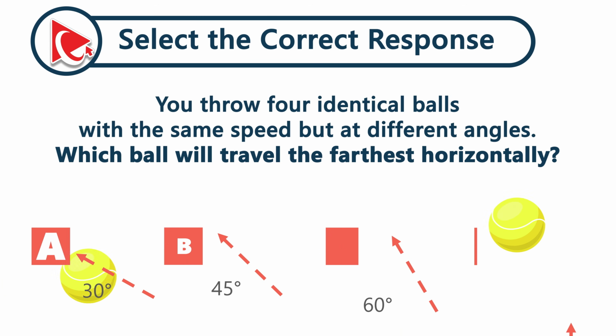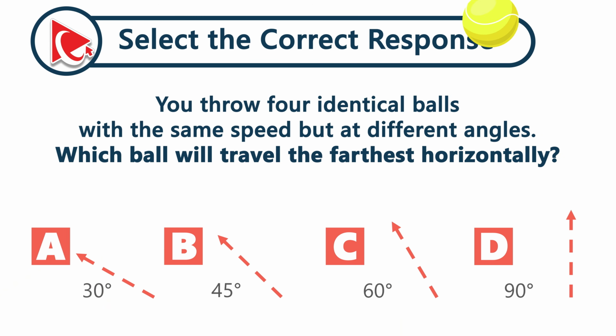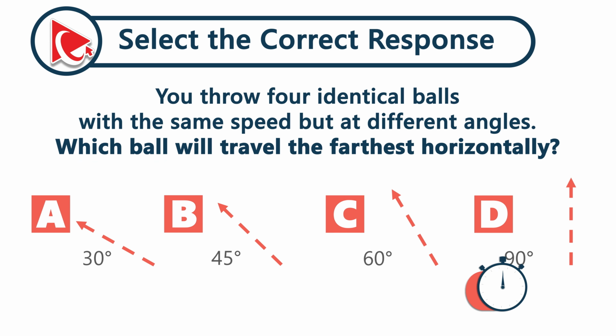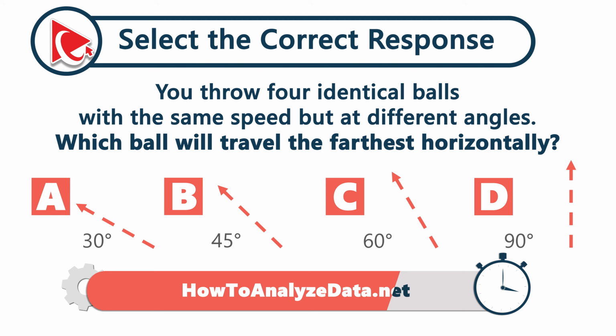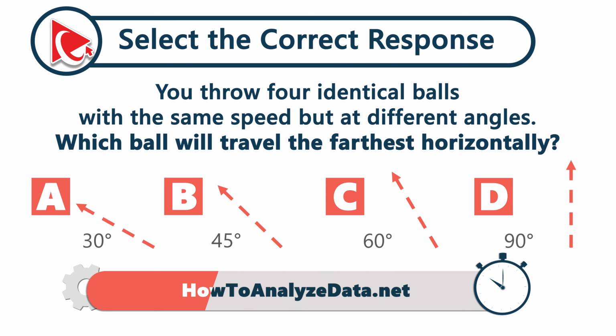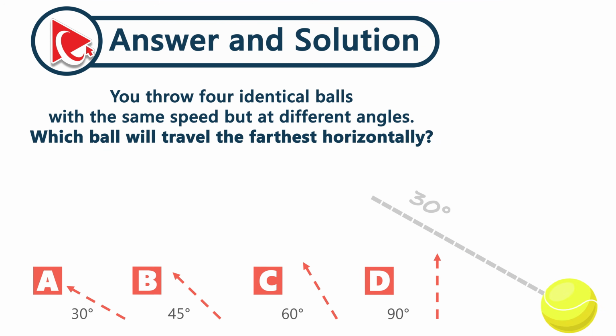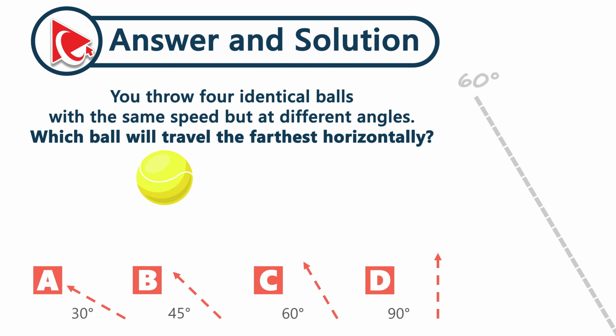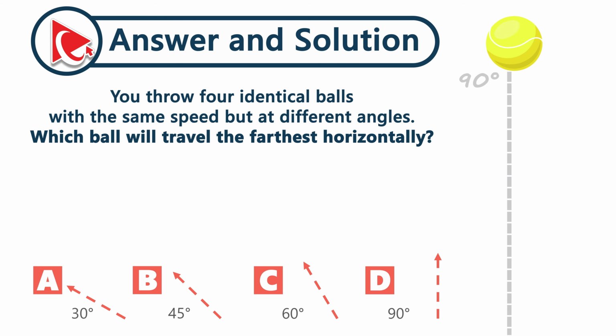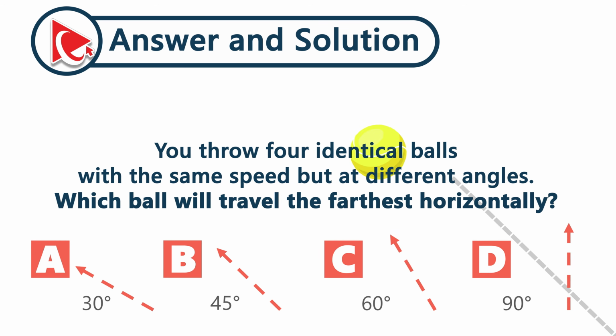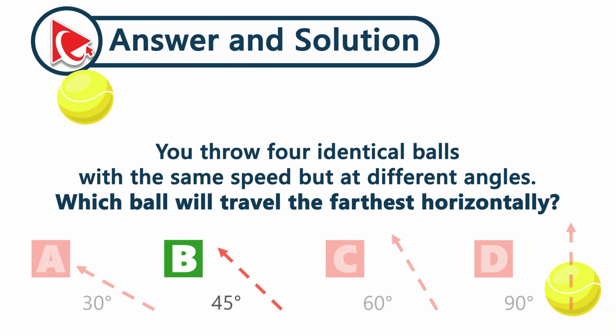You throw 4 identical balls with the same speed but at different angles. Which ball will travel the farthest horizontally? Let's break it down. 30 degrees stays low. It's fast but shallow. 60 degrees goes high but falls back quickly. 90 degrees just goes up and drops. So the correct answer here is choice B, 45 degrees. It balances height and distance, giving the longest flight across the field.